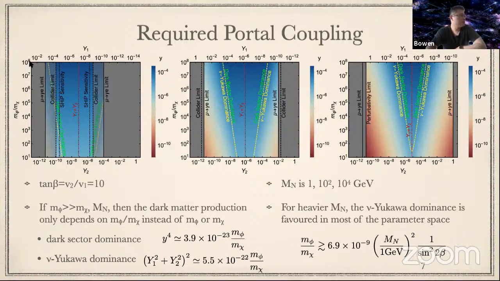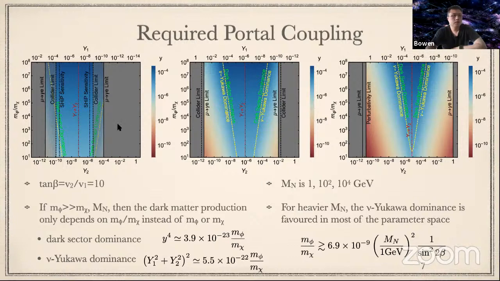And you can notice the vertical axis is the ratio of the dark particle masses. It can be proved that if the dark scalar is much heavier than the other particles in the neutrino portal, the dark matter production only depends on the ratio of dark matter masses instead of the individual dark matter mass. In the dark sector dominance scenario, the portal coupling follows this expression, and in the neutrino portal dominance scenario, the Yukawa coupling takes this expression. This is from solving the Boltzmann equations.